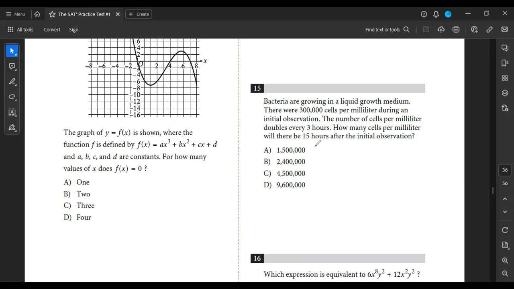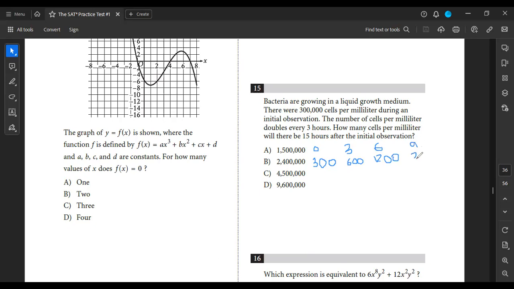So initially at 0, we have 300,000. Okay, I'm just going to be writing 300. I can't draw nicely now because I'm using a laptop. Okay, and then after 3 hours, we have a double. So that becomes 600, right? 600,000, of course. And after another 3 hours, so 6 hours, we have double 600, 1,200. And after another 3 hours, so that's 9. Sir, the answer is B.